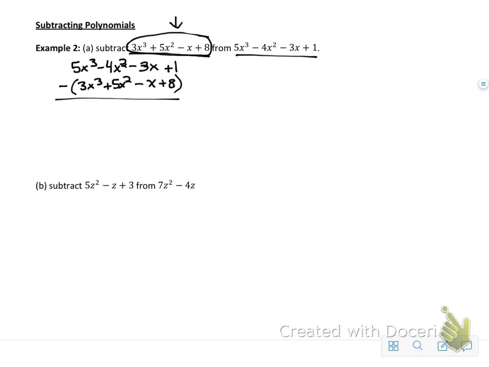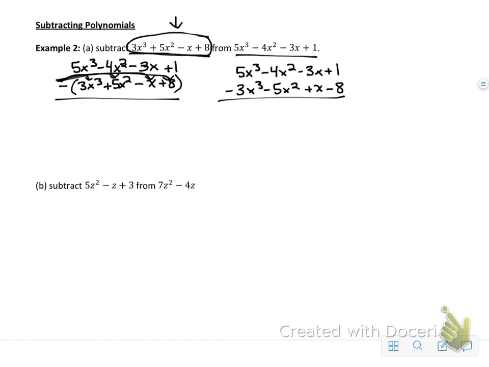Now the key to this is to make sure that whenever you do this, you remember that because there's a negative, we have to distribute. So all of those signs are going to change. So we still have the original on top. But we change the signs on the other, so we have negative 3x cubed minus 5x squared plus x minus 8. And then we can combine like we would if we were adding. So we have 5 minus 3 is 2. Negative 4 minus 5 is negative 9. And negative 3 plus 1 is negative 2. And 1 minus 8 is negative 7.